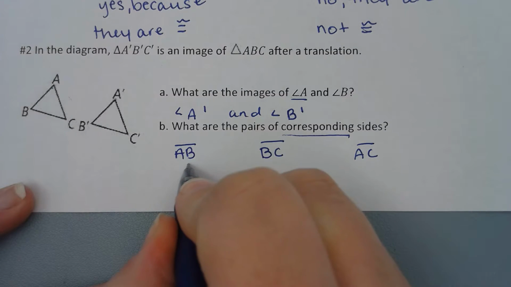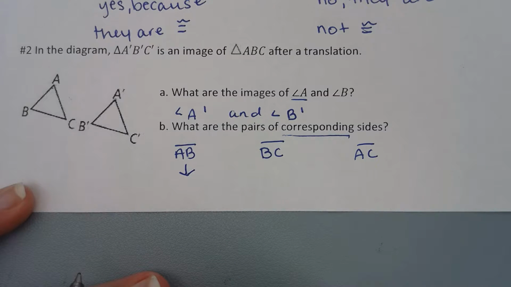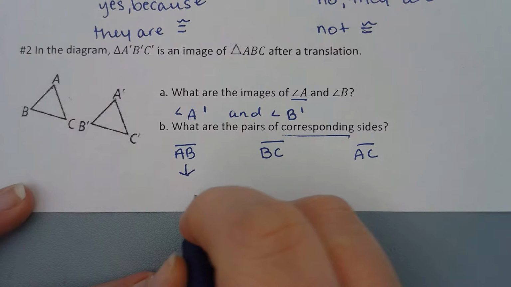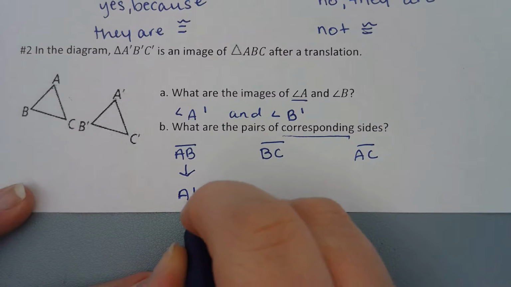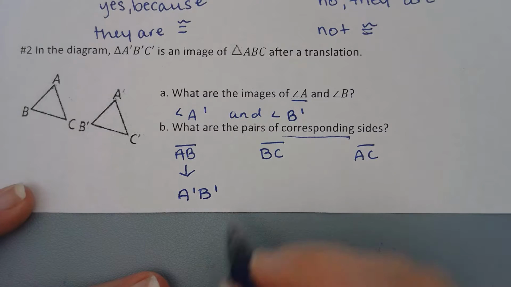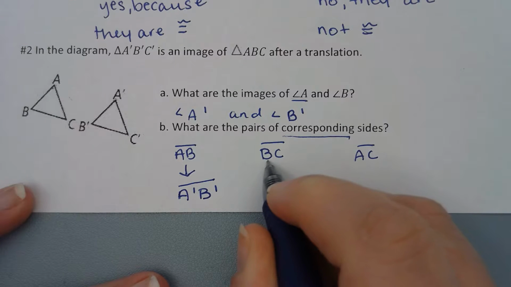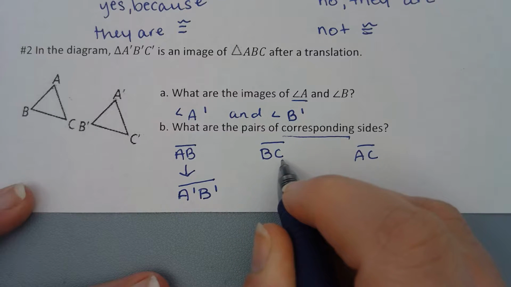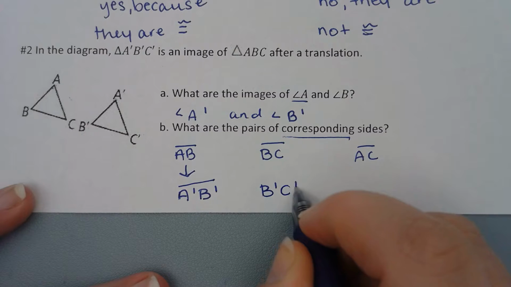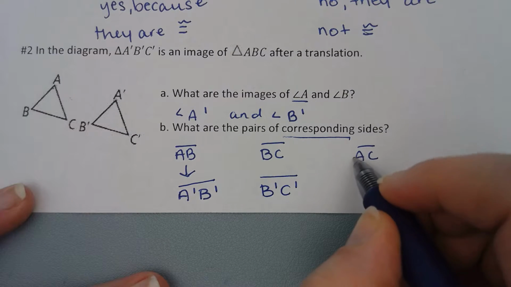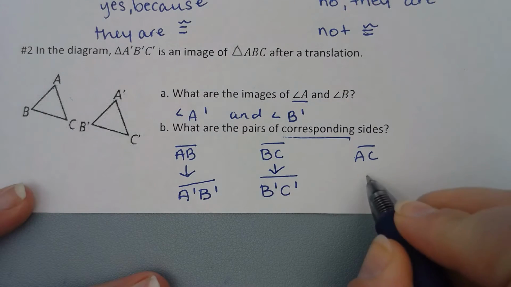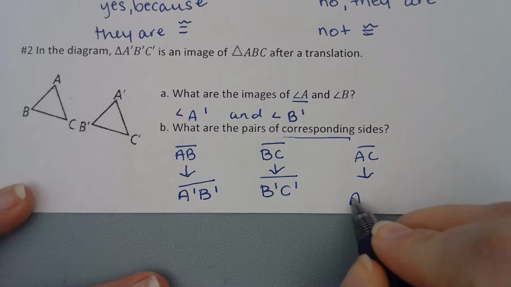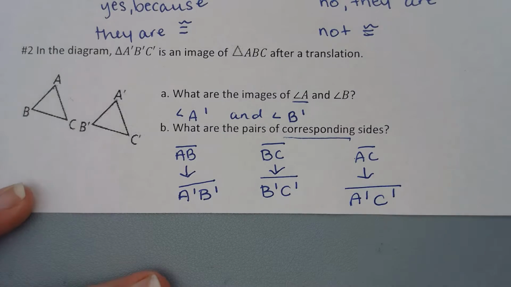Now, to name what corresponds to that, we're going to do the same thing we did in problem A. What matches A? What matches B? So what side matches AB? You should see pretty easily that that's going to be my A prime B prime as a segment. For BC, B will match B prime, C will match C prime, so the segment will be B prime, C prime. And lastly, for AC, that's going to match A prime, C prime as a segment.